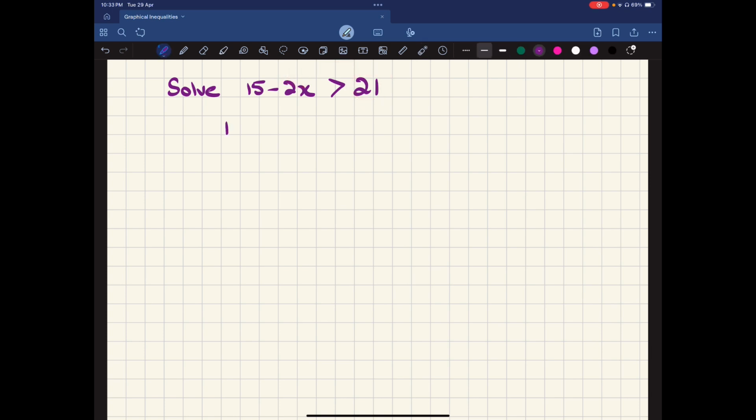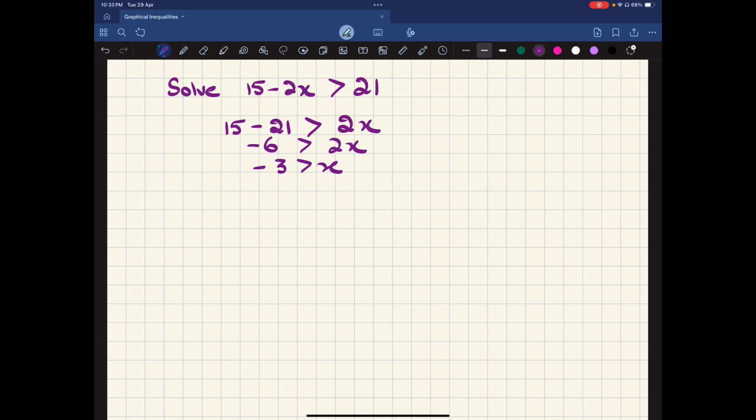Okay, so I have 15 minus 21 greater than 2x. 15 minus 21 is negative 6, which is greater than 2x. We're going to take this 2 to the other side and we are going to divide it. So what do we get? We get negative 3 is greater than x. Okay, this is the solution to our equation.